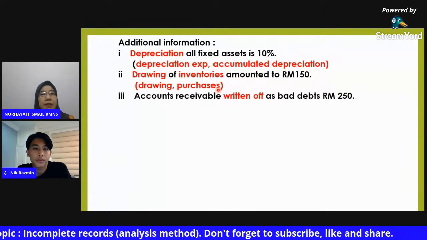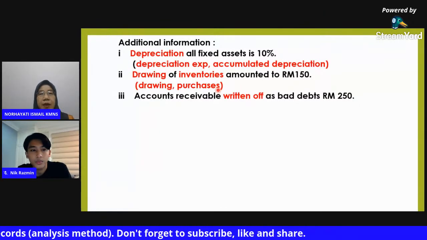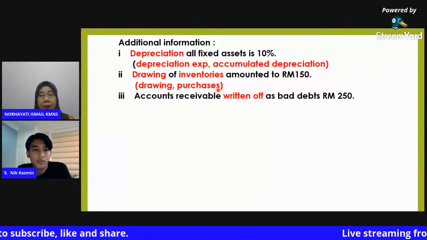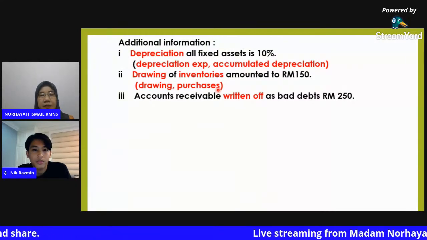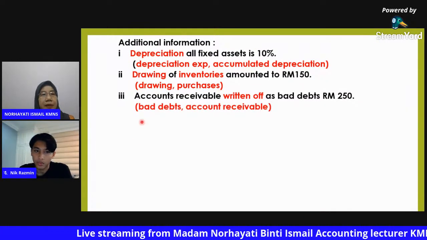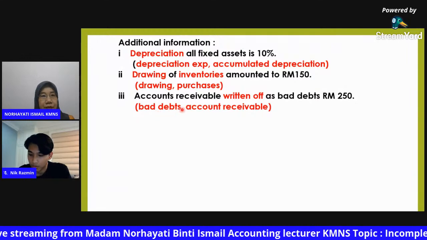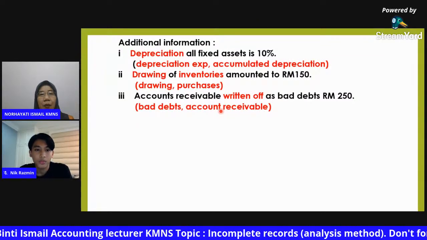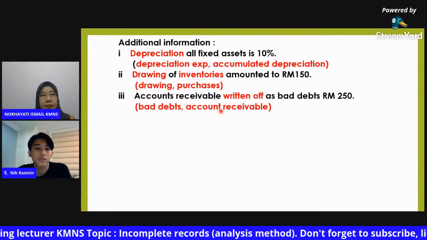The third one, account receivable written off as bad debt, RM250. This is the transaction. What is the double entry? Debit, bad debts that we have to record in the statement of income and credit account receivable.